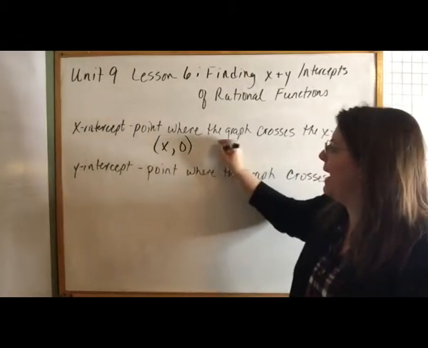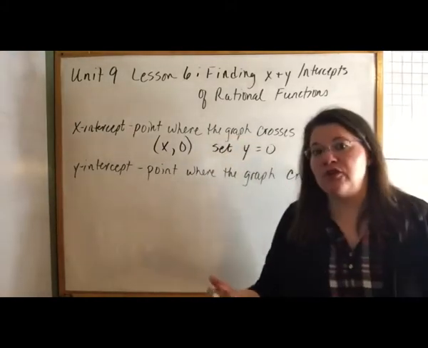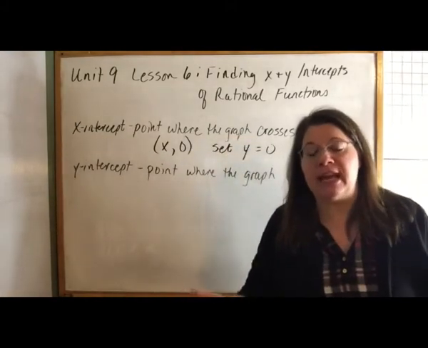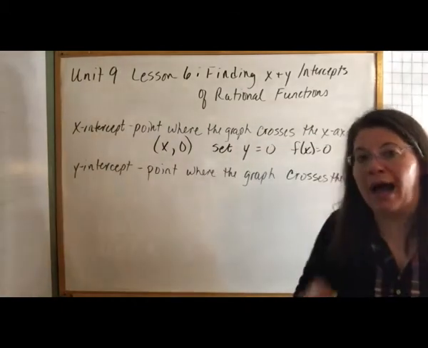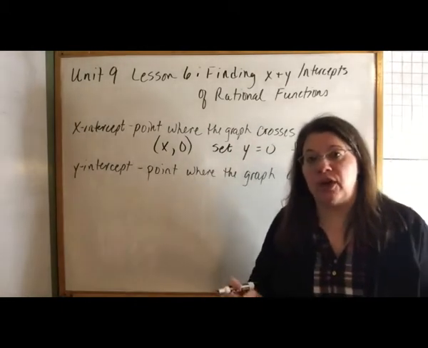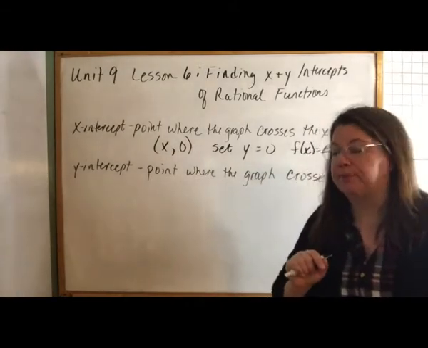So in order to find x-intercepts when we're given a rational equation, what we're going to do is set y equal to 0. Or if the function is an f of x, we would set f of x equal to 0. If you set y or f of x equal to 0, you will be able to find your x-intercepts.